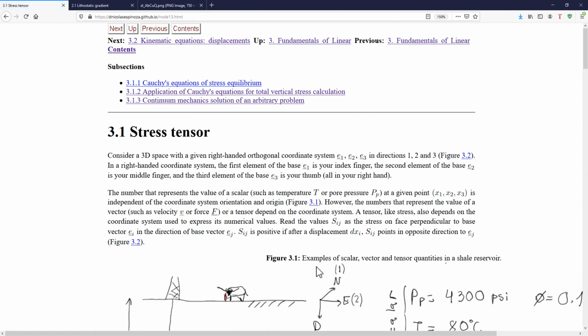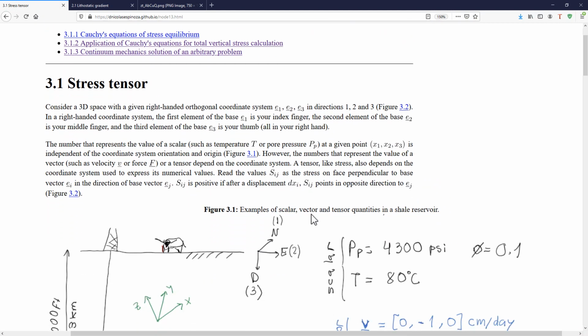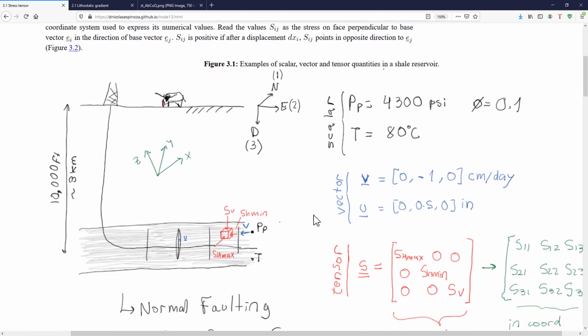And this is what the stress tensor is. Let's start here with an example in order to explain what the stress tensor is. First of all, let's consider this case, which is meant to be a schematic of an unconventional formation at a given depth with a horizontal wellbore and vertical hydraulic fractures. At this particular site, we could measure, for example, the pore pressure or the temperature.